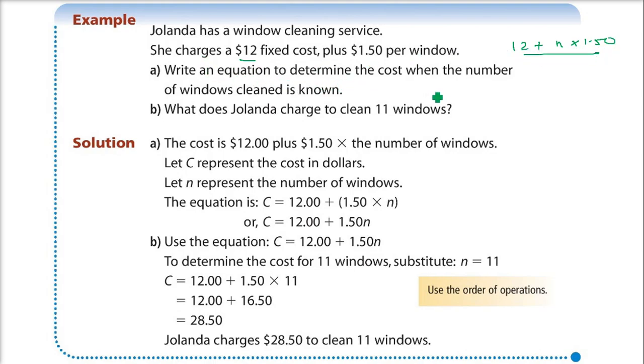Write an equation to determine the cost when the number of windows cleaned is known. And what does Jolanda charge to clean 11 windows? As I just said, the cost is 12 plus 1.50 times the number of windows. If C represents the cost in dollars and N represents the number of windows, the equation will be C equals 12 plus 1.50 N. To find the cost for 11 windows, put 11 in place of N. 1.50 times 11 is 16.50, added to 12, it will be 28.50. So $28.50 is the cost for cleaning 11 windows.